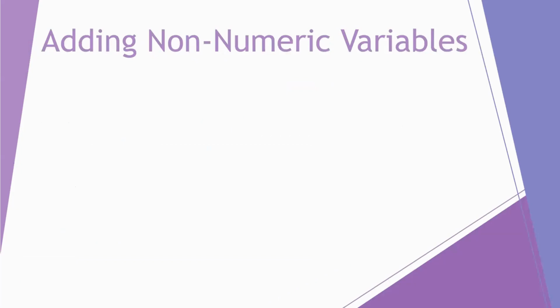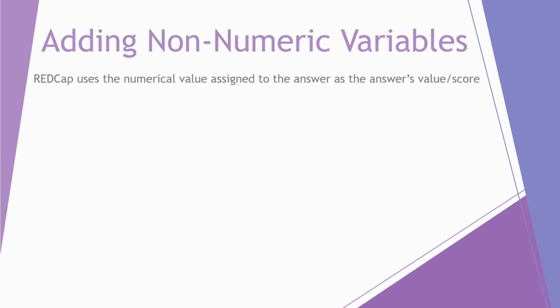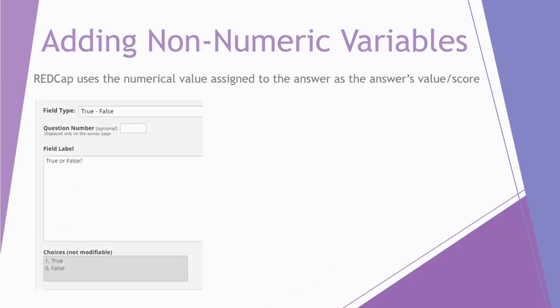Now we'll talk about adding non-numeric variables. REDCap uses the value assigned to each answer choice as the answer's value or score. So if you're adding two true and false fields together, when both answers are true, the sum will be equal to 2. If only one answer is true, the sum will equal 1.